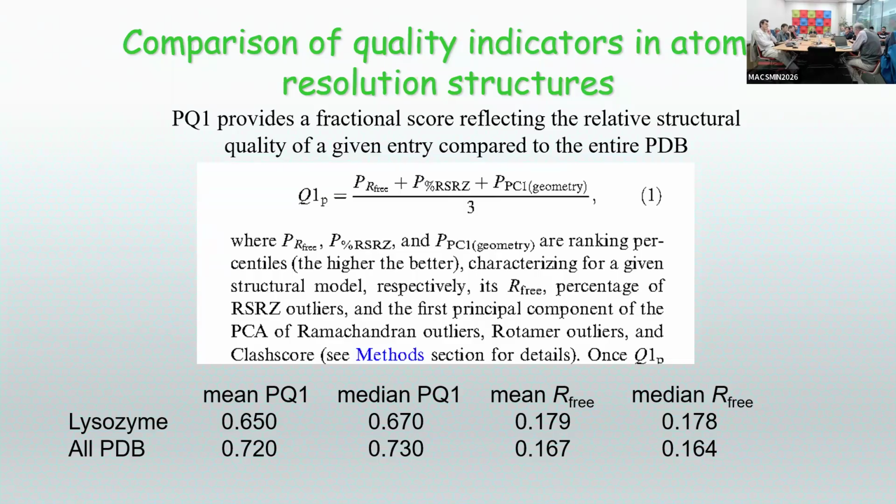it does give you some indicators. So you can see, for example, those structures of lysozyme on the average, and PQ1 should be 1 for a perfect structure and 0 for a perfectly wrong structure. So you can see for the lysozyme, both the mean and median PQ1 values and also the values of R3 are worse than the average. So the take-home lesson is that this huge bunch of structures, which were used mostly for methods development, are on the average worse than the average. Okay, all right. So there is one answer here.